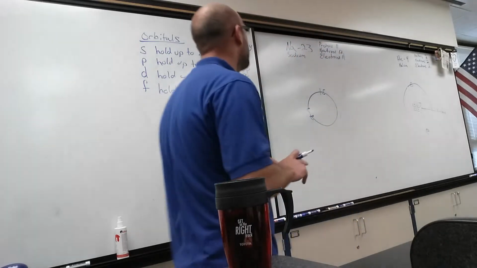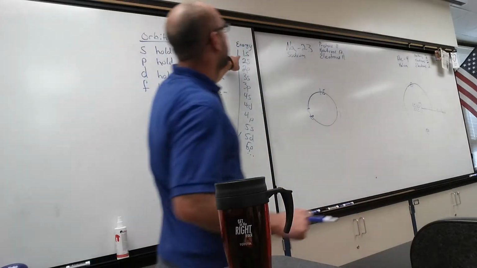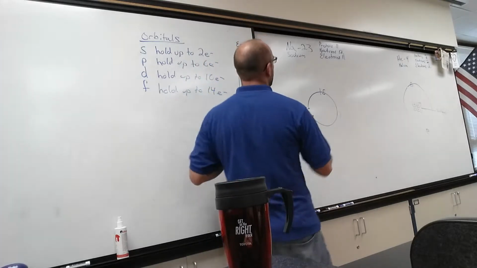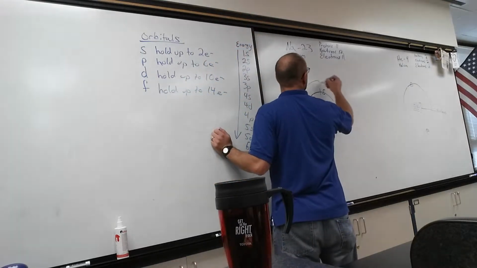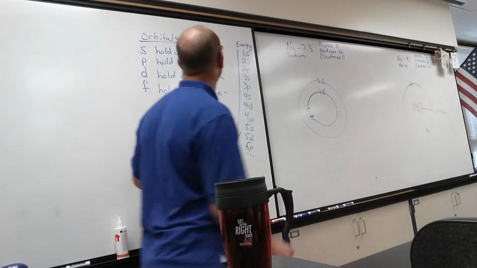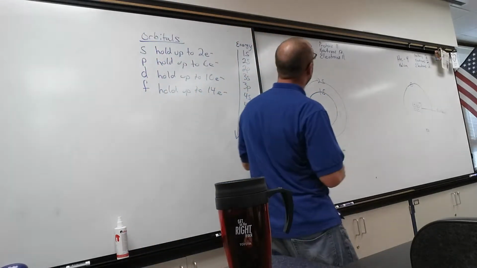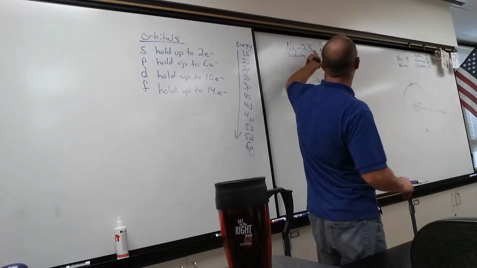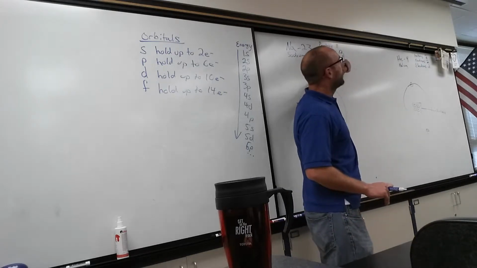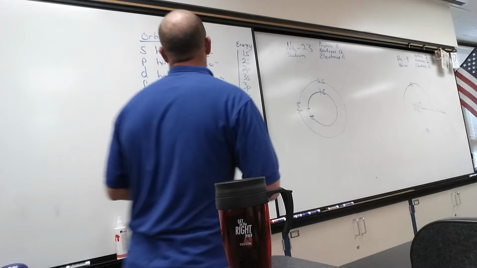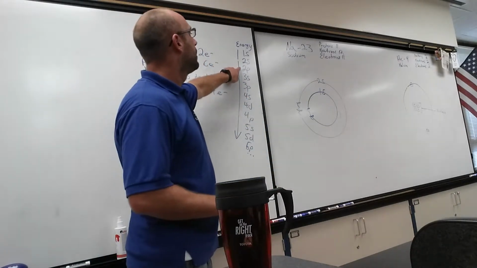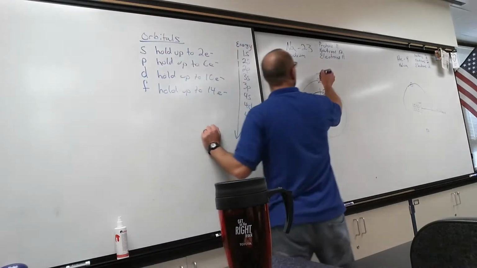So 1s. All right, what's after 1s? 2s. How many can an s hold? 2. Up to 2. How many electrons do we have total now? 4. We're trying to get to 11. We're at 4. What comes after 2s? 2p.